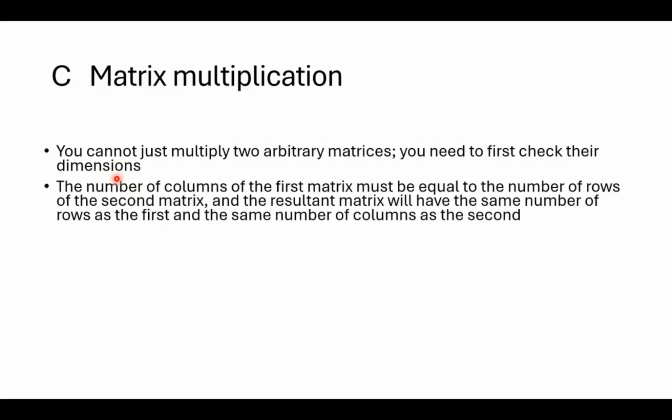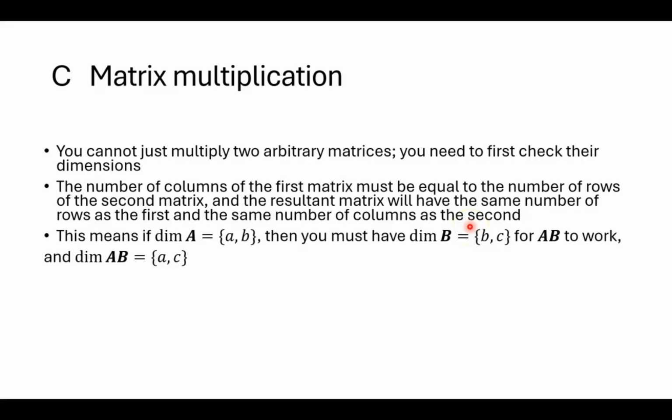And the rule is as follows. The number of columns of the first matrix must be equal to the number of rows of the second matrix. And the resultant matrix will have the same number of rows as the first and the same number of columns as the second. And now this may be a mouthful to you, but written as symbols.